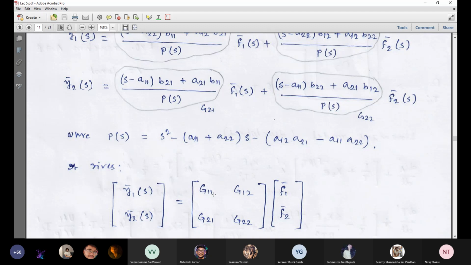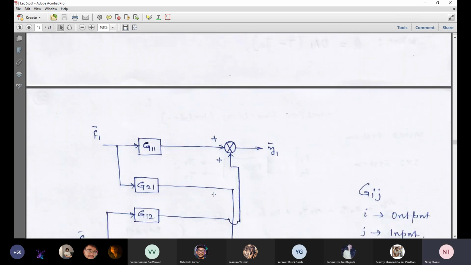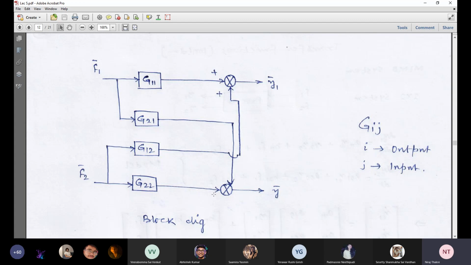Okay. Now in the next step, we'll go to develop this block diagram. You see, this is a block diagram. And to understand it, you just follow this nomenclature. First suffix indicates the output and second suffix indicates the input.